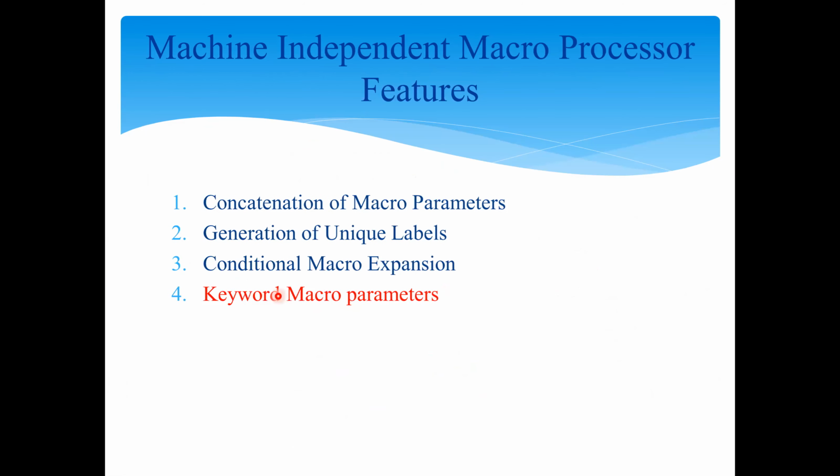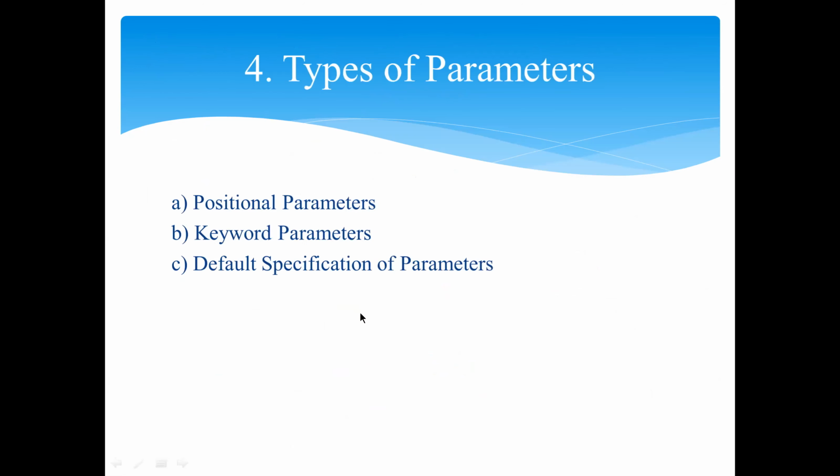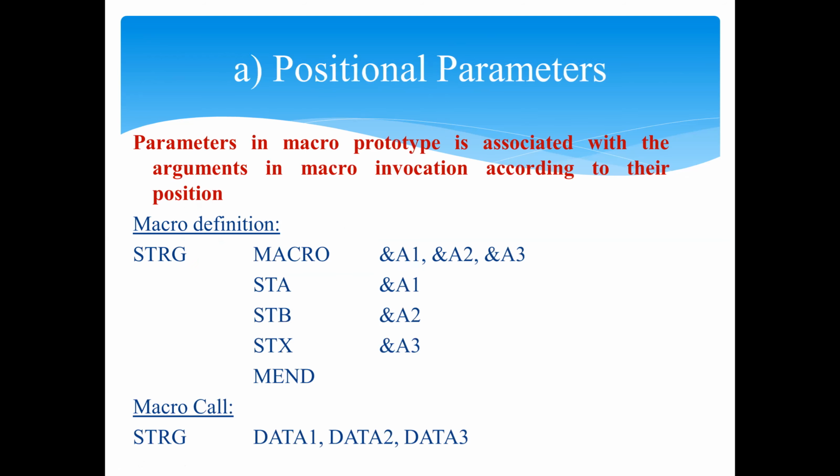Now, the last topic in machine independent features is keyword macro parameters. Now, this is fairly a simple topic. The type of parameters that you can have in a macro prototype: there are basically three types of parameters. In fact, we have seen all these examples already in multiple programs so far. So we are just trying to understand what exactly they are. It's just a repetitive topic, and let's try to understand it theoretically.